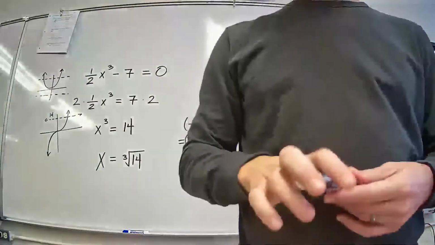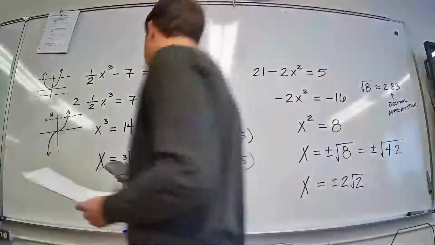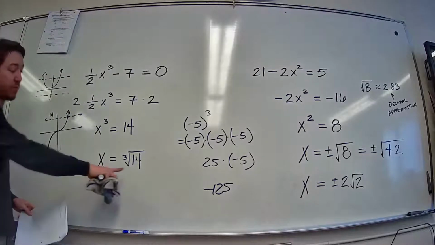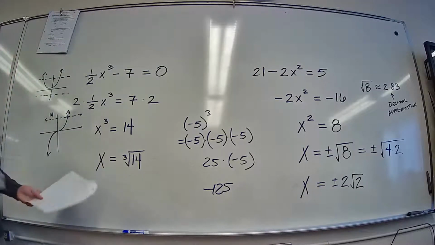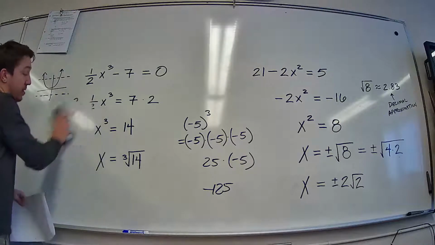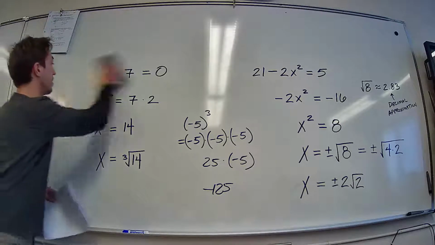Okay. And as a decimal, we know that 2 cubed is 8 and 3 cubed is 27. So if you wanted this number as a decimal approximation, it's somewhere between 2 and 3. 2 point something.